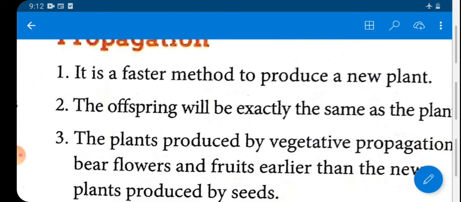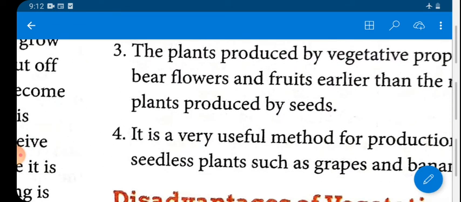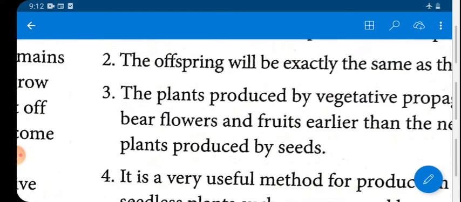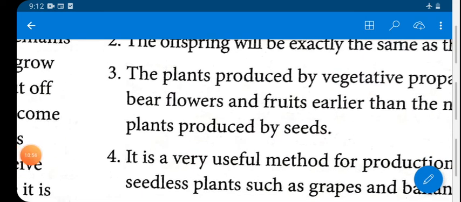Okay, so student, it was about artificial vegetative propagation. I hope you must have understood about all these processes: cutting, grafting, layering, and tissue culture. All processes are different from each other, okay, and very simple. So it's enough for today.